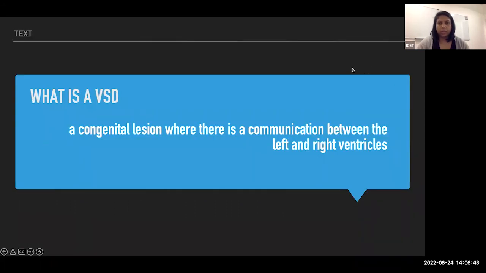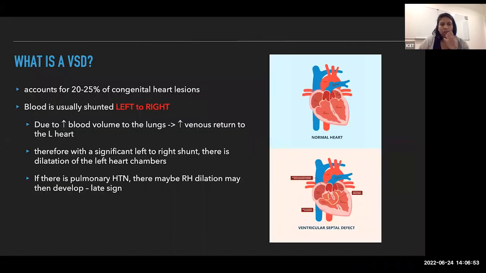So what is a VSD? A VSD is generally a congenital lesion that is a communication between the left and the right ventricles. It usually takes up about 20 to 25% of all congenital heart lesions.